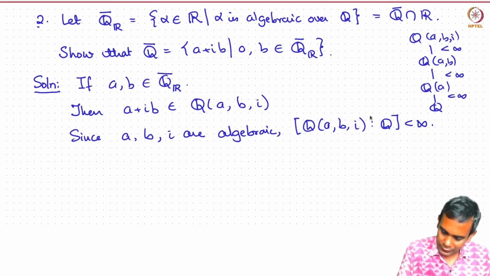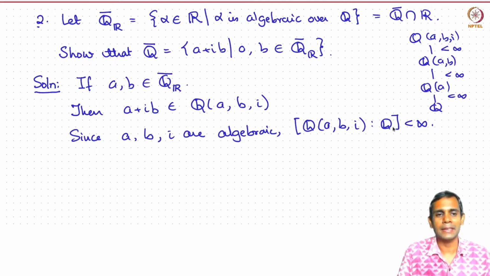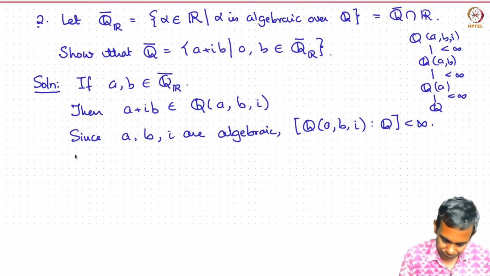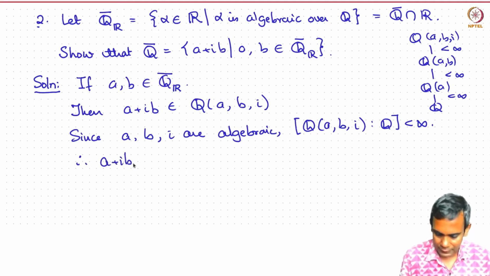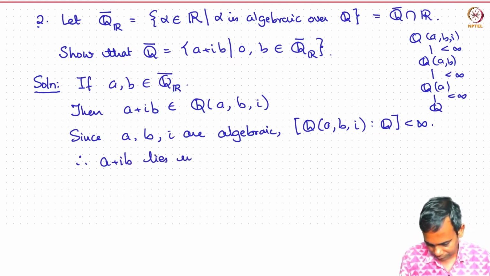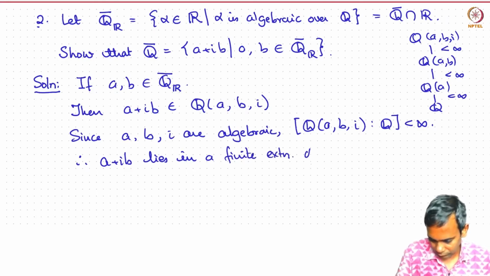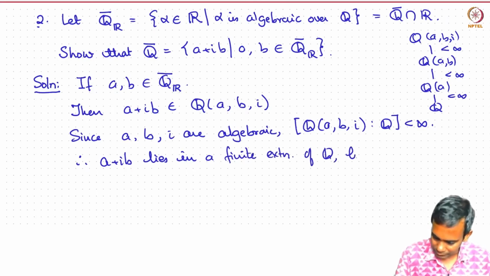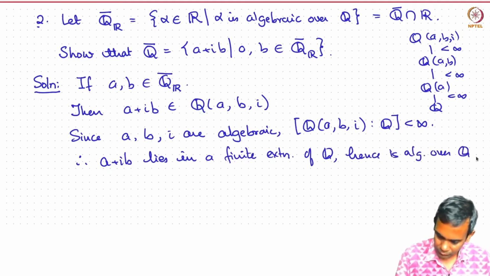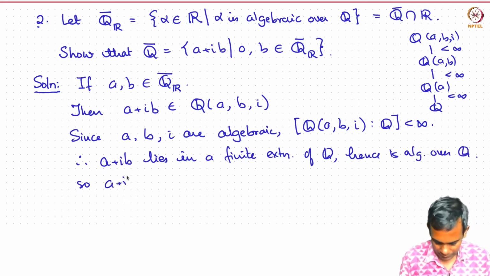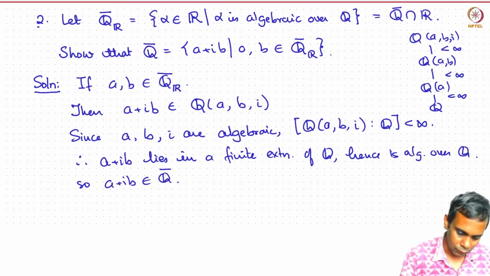So this extension being generated by algebraic elements is algebraic. And therefore A plus iB, since it lies in a finite extension, hence is algebraic over Q. So A plus iB belongs to Q bar. The other way is a little more involved.